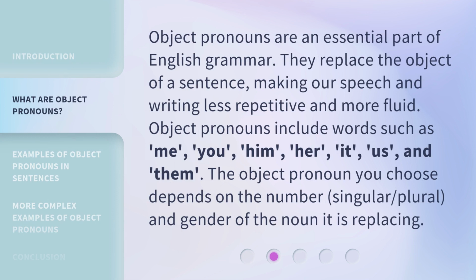Object pronouns are an essential part of English grammar. They replace the object of a sentence, making our speech and writing less repetitive and more fluid. Object pronouns include words such as me, you, him, her, it, us, and them. The object pronoun you choose depends on the number, singular, plural, and gender of the noun it is replacing.